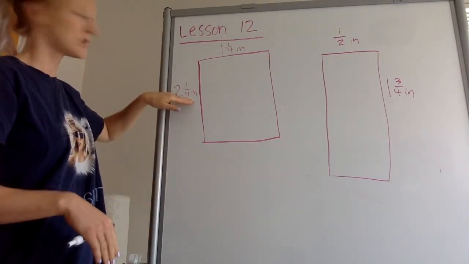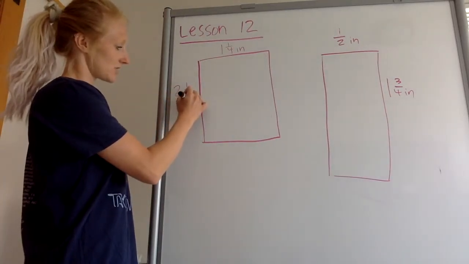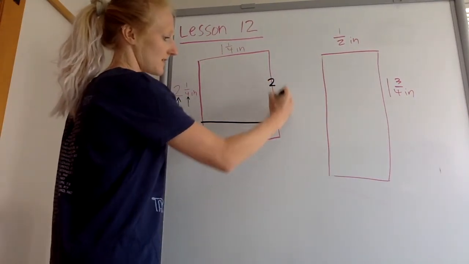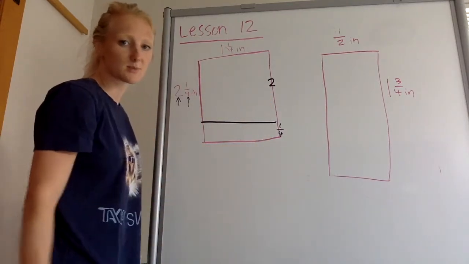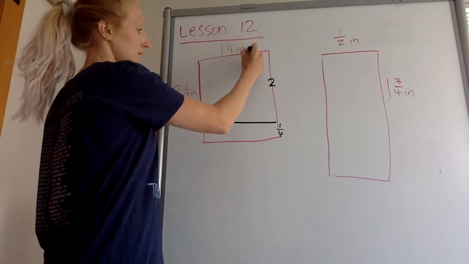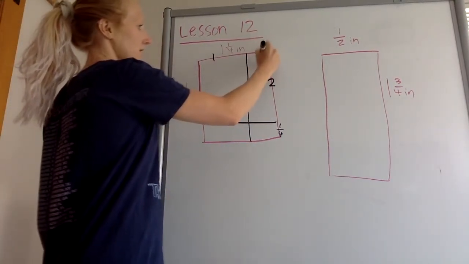So here I have 2 1/4. I'm going to separate the whole number 2 and the fraction 1/4. So I'm going to put 2 as my length here and 1/4 for my length here. It's still 2 1/4, I just broke it up. And then up here, I'm going to separate 1 1/4. So this is going to be 1, and this is going to be 1/4.